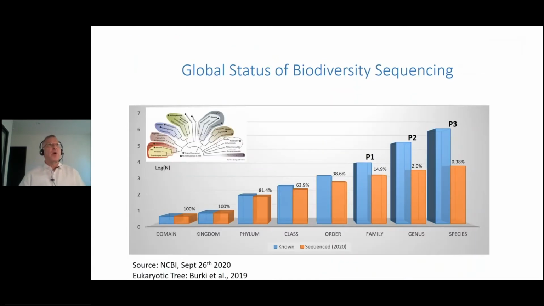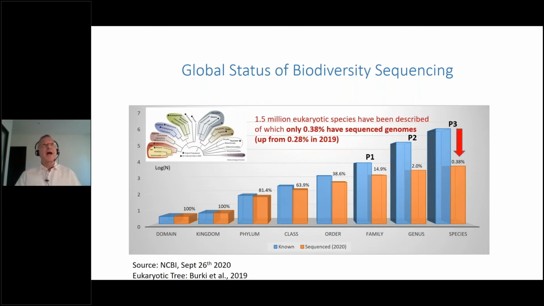And then what is the status of biodiversity sequencing? Well, of the 12 to 15 million eukaryotic species on Earth, including about 8.1 million species of plants and animals, there are only about 1.5 million eukaryotic species that have been described, documented, and named. And less than 0.4%, for a total of 5,700 species, have been sequenced, at least at some level of whole genome sequencing.